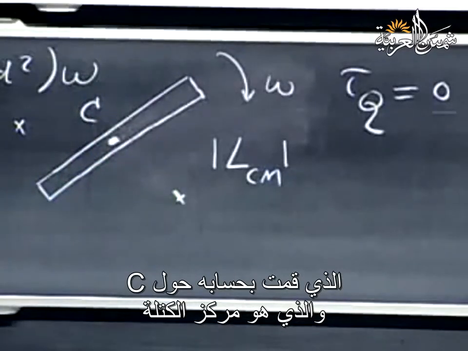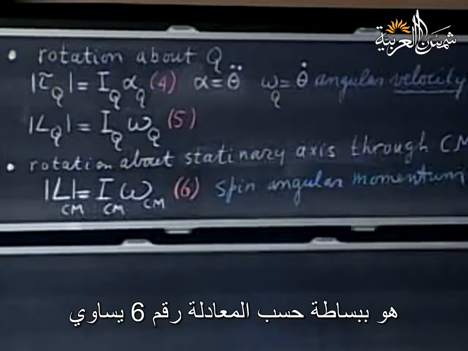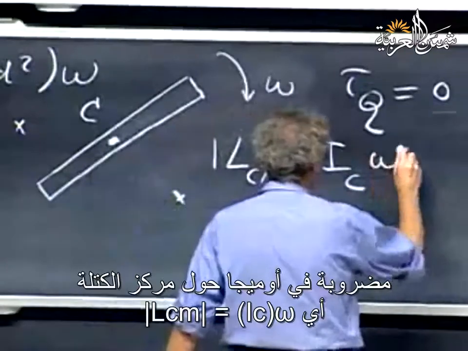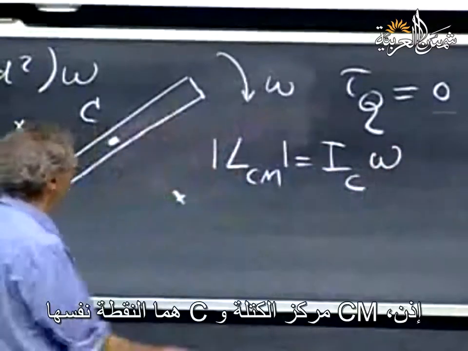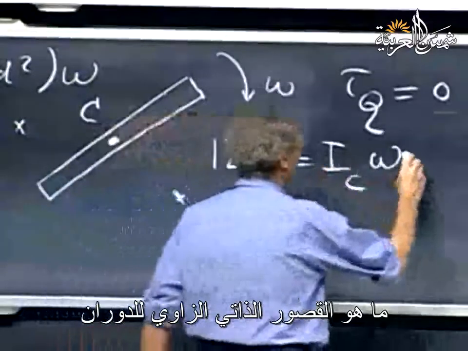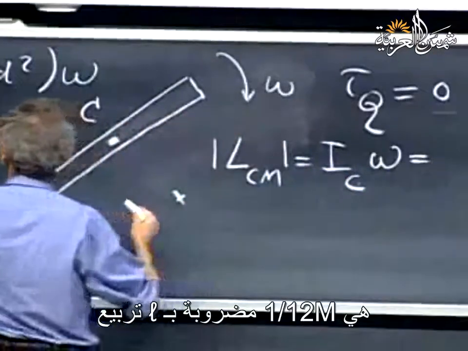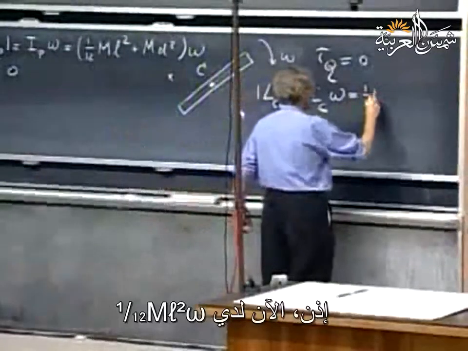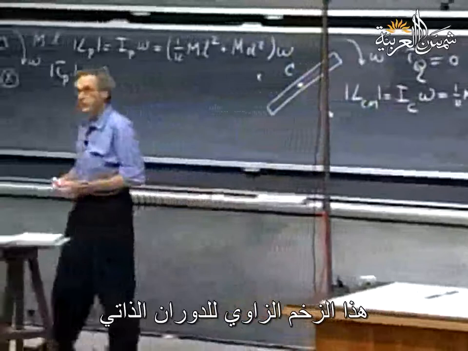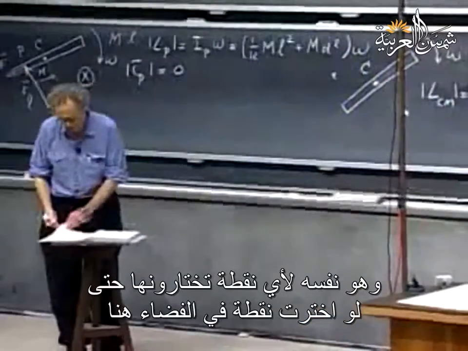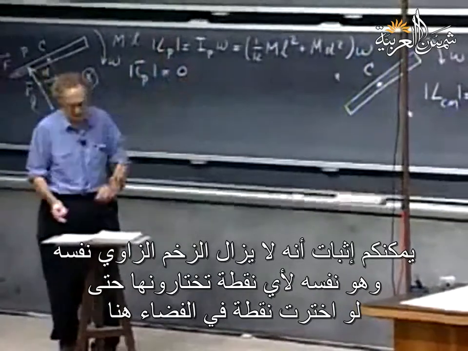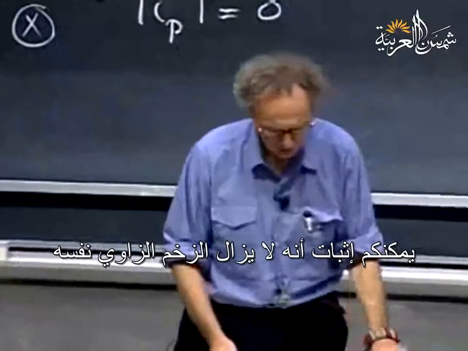And if you want to know how large it is, well, the magnitude of the angular momentum, I calculated about C, which is the center of mass, is simply equation number 6, the moment of inertia about that point C, which is the center of mass, times omega about the center of mass. So C, M, center of mass, and C are the same point. What is the moment of inertia of rotation about the center of mass? That is my 1/12 ml squared. So now I have 1/12 ml squared times omega. That is now the intrinsic spin angular momentum, and it is the same for any point that you choose. Even if I choose a point here in space, you can prove that it is still the same angular momentum.